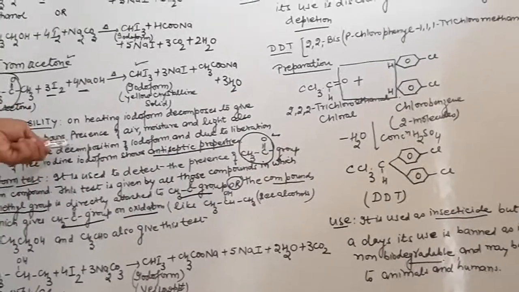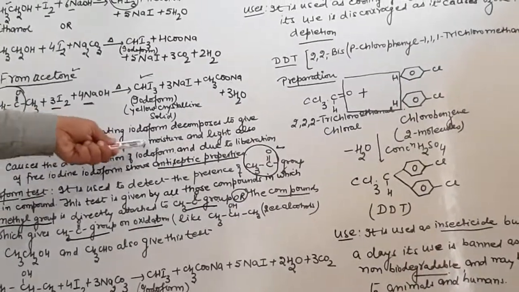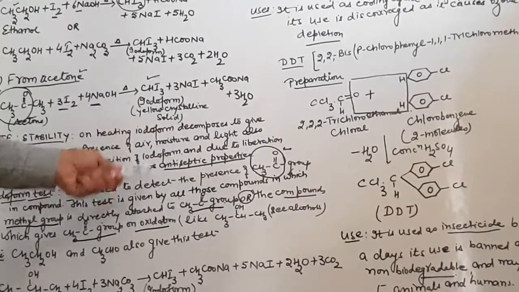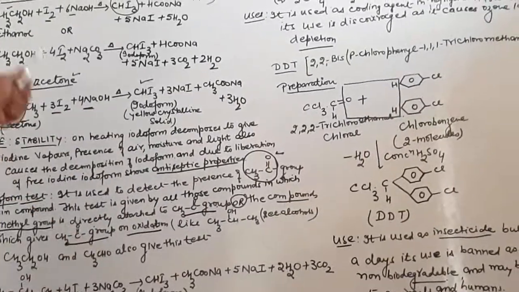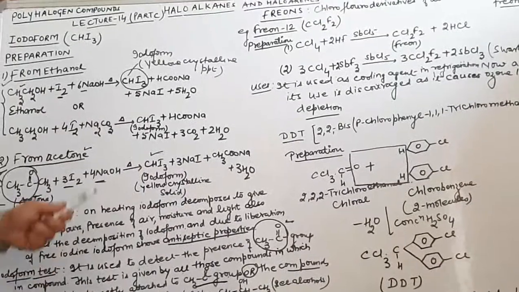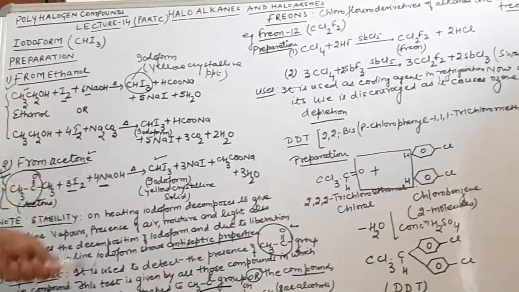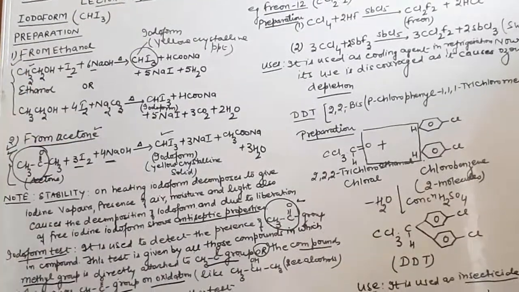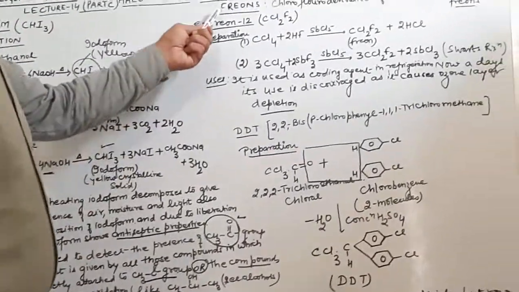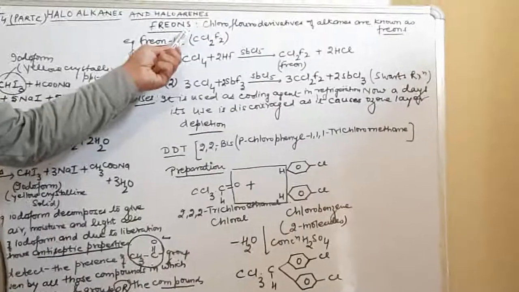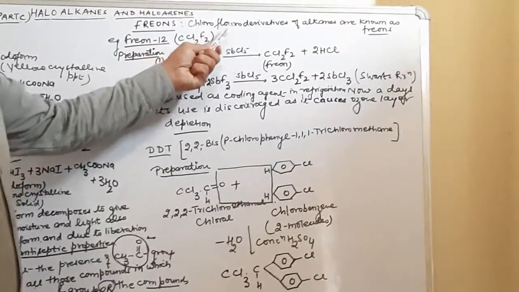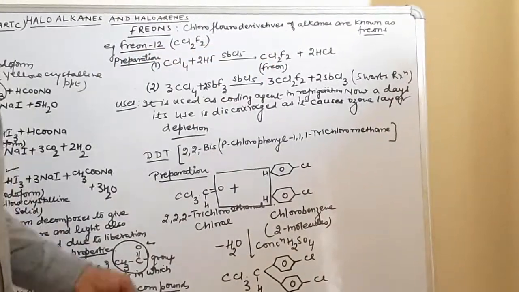Regarding the antiseptic property, because on heating it decomposes to liberate free iodine, hence it can be used as an antiseptic. So we have done with you the two polyhalogen compounds by now. First was chloroform, second is the iodoform, with all the relevant questions written over here and discussed with you. Now another polyhalogen compound are freons. What are freons? Chloro-fluoro derivatives of alkanes are known as freons.